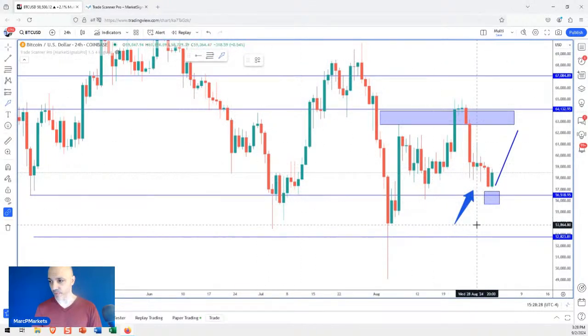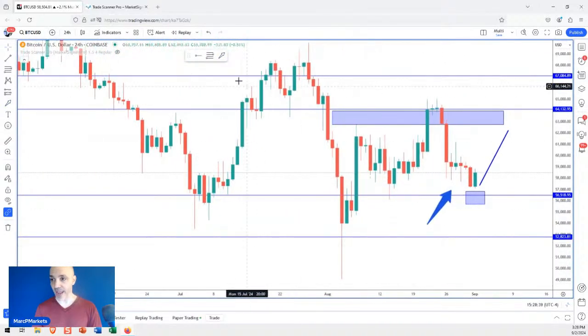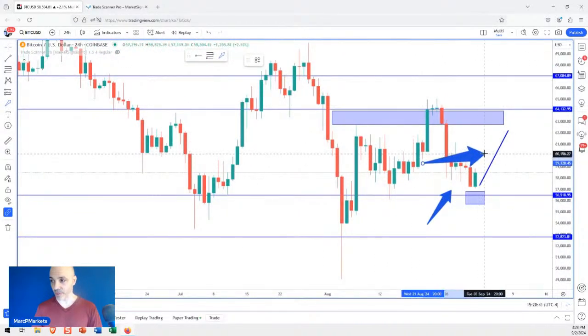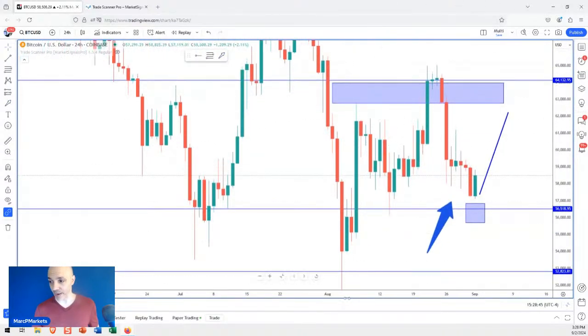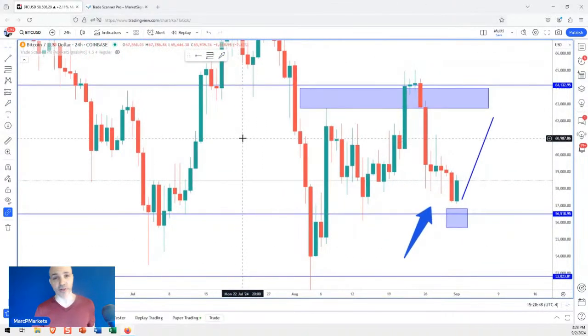I have this purple rectangle here, which highlights an important level, right? The 56K level, which obviously we haven't reached. We bounced just above it. And then I have my illustration, this line right here. And that illustration is basically the scenario that I anticipate for the coming week.